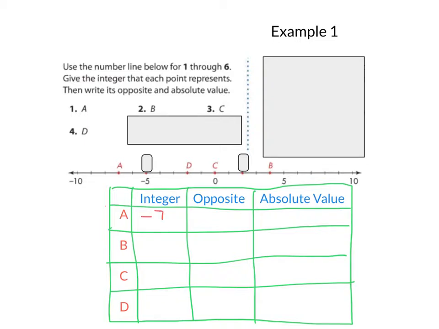I want to find the opposite now, which basically, if it has a negative sign, the opposite does not, but they are equal away from 0. Negative 7 and 7 are equal away from 0. The absolute value of negative 7, how far is that away from 0, is 7. And again, absolute value is distance, so it will always be positive. There will never be a negative in absolute value.